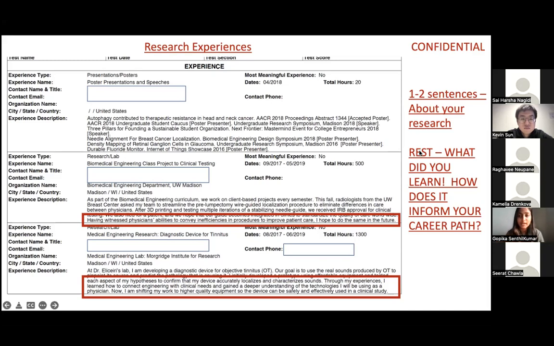So kind of think about that. The main thing I wanted to highlight here with each of your experiences, I know it's only a short box, you can only say so much, but you really want to highlight what you learned and how it informed your career path.